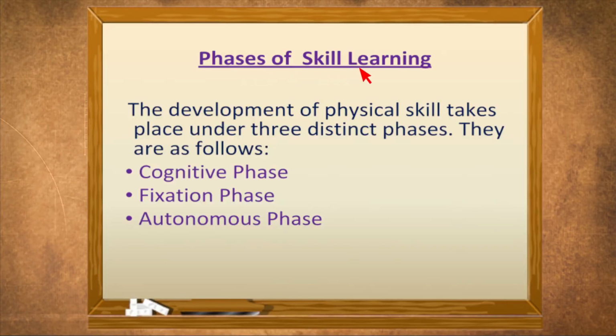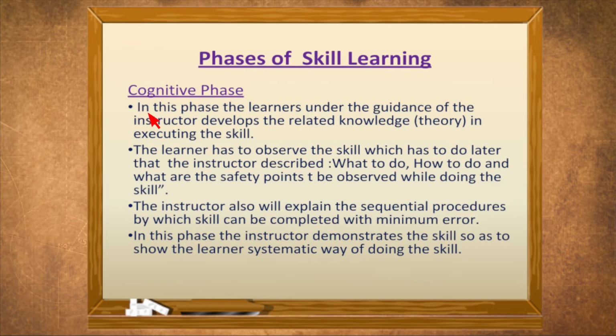Next, phases of skill learning. The development of physical skill takes place under three distinct phases. They are cognitive phase, fixation phase and autonomous phase. Cognitive phase: in this phase, the learners, under the guidance of the instructor, develop the related knowledge or theory in executing the skill. The learner has to observe the skill which he has to do later, as the instructor described: what to do, how to do and what safety precautions are to be observed while doing the skill.